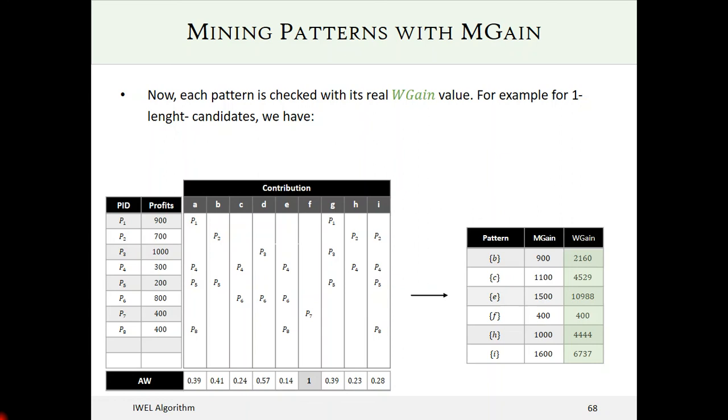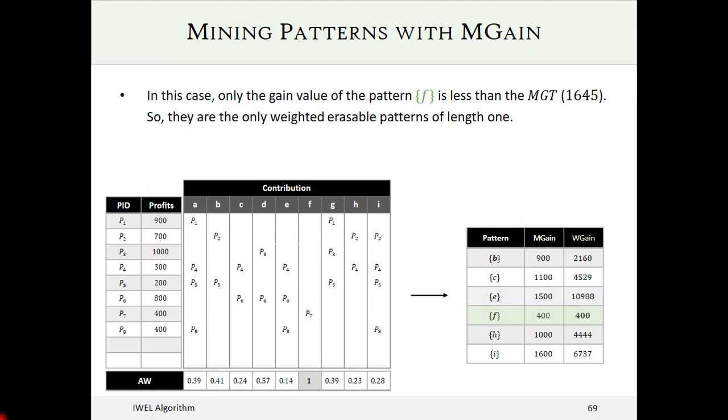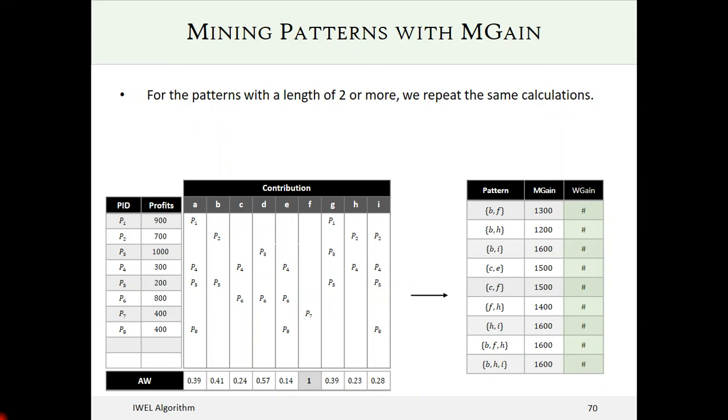As the last step of the process, now each candidate pattern should be checked with its real weighted gain value. For example, for one length candidates, we have the weighted gain values shown in green, and among them, in this case, as we can see, only the gain value of the pattern F is less than the maximum gain threshold, which was 1645. So it is the only weighted erasable pattern of length 1. We repeat the same process for the final candidates of length 2 or more as well to find all final erasable patterns.